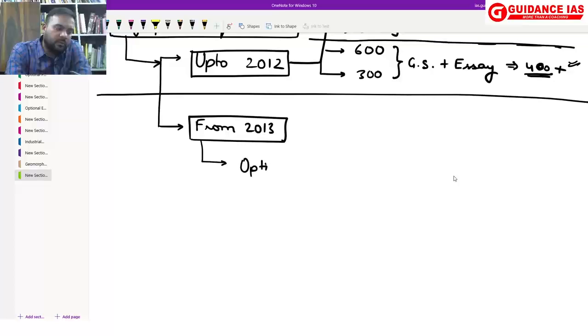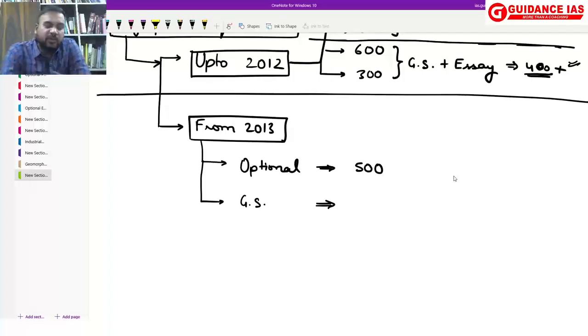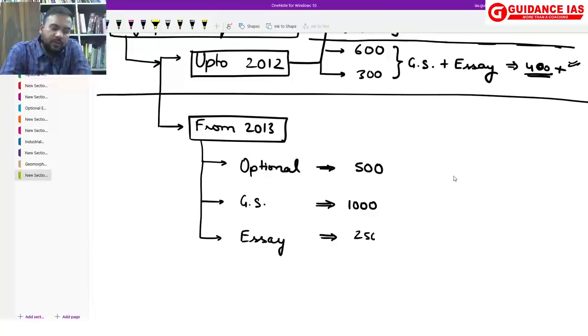So optional now comprises your 500 marks, and if you talk about GS, how much marks for GS? It is now double of this, 1000 marks. There are 4 papers, 250 marks each, 1000 marks for GS. And if you talk about your essay, again it is 250 marks. So very clearly here you can see there is 1250 marks and here there is just 500 marks.